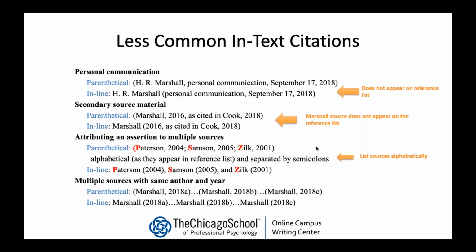Another uncommon source that you might have to deal with is multiple sources with the same author and year. Sometimes authors are very diligent and they publish multiple things in the same year. For example, Marshall might have published 2 things in 2018, or maybe even 3. Now I have to designate by letter which sources came first. So for example, Marshall 2018A is published in January, while Marshall 2018B is published later in the year, maybe June, and Marshall 2018C would be published even later than B, so sometime after June.